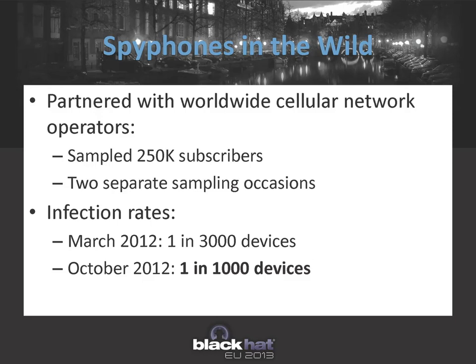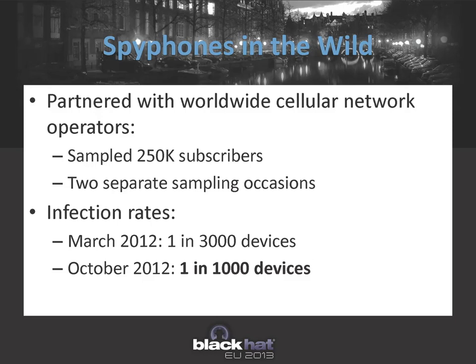So we partnered with a number of worldwide cellular network operators to try and see, on some of their subscribers, how common these tools were. We sampled 250,000 subscribers on two separate occasions. The first one, in March 2012, we saw 1 in 3,000 devices which had a spy phone, or at least a well-known spy phone tool that we know of, installed on their device. In October, we saw 1 in 1,000 devices.